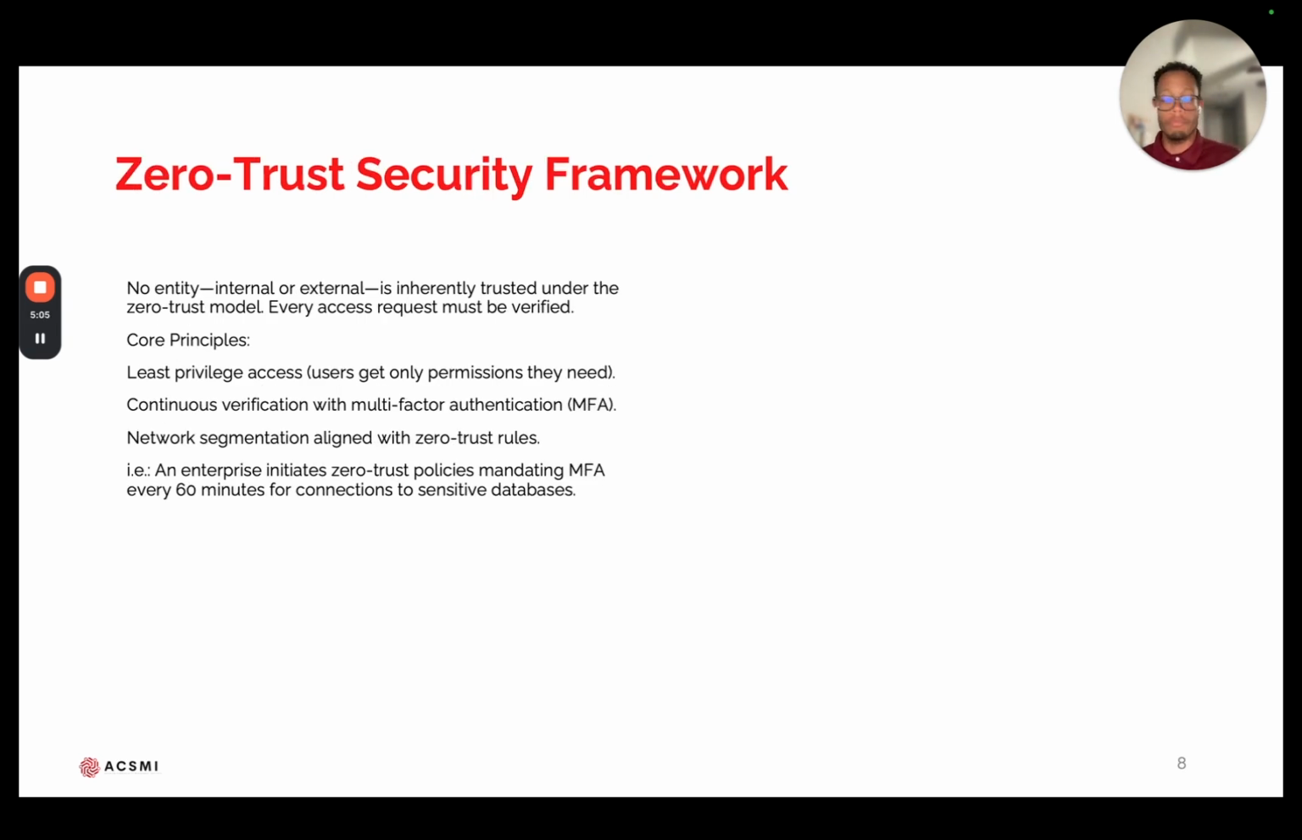Zero trust framework is basically saying, hey, we're not going to trust anybody. No user, no entity, no device.